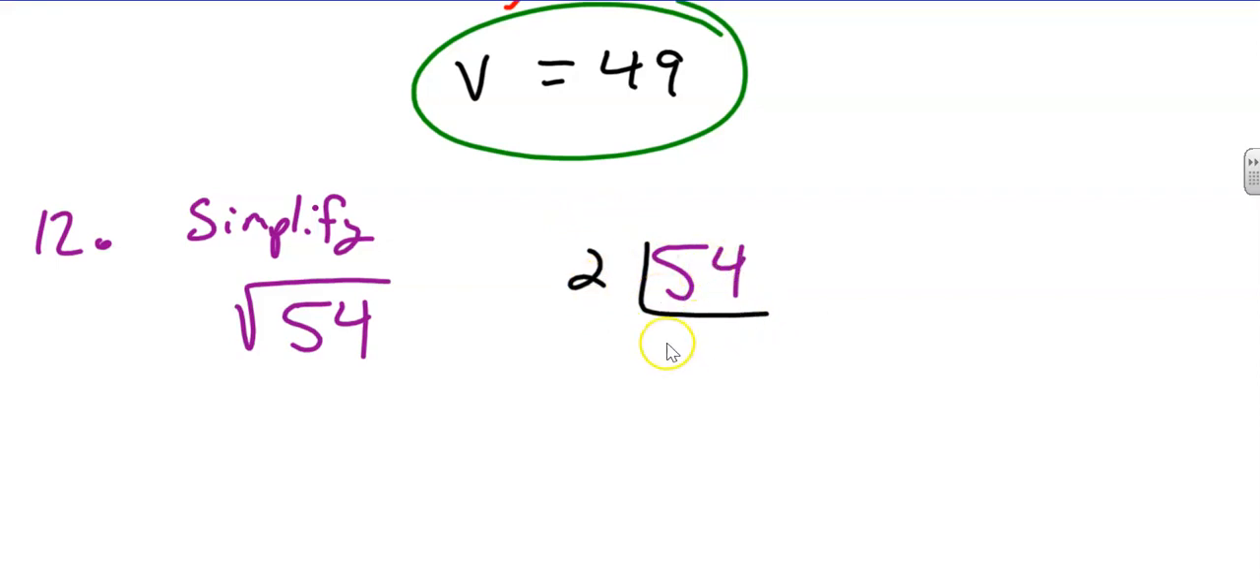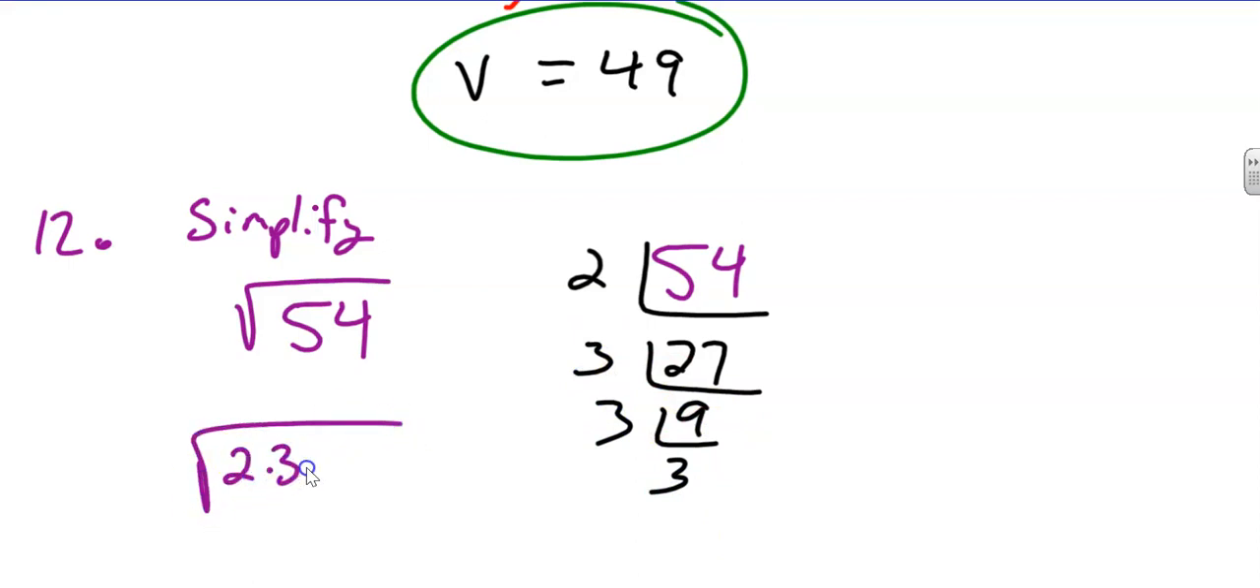So go ahead and divide it by 2. 27, you can divide it by 3. 9 would then be 3 times 3. So 54 is 2 times 3 times 3 times 3. And again, because it's square root, we're looking for pairs of 3s. So that 3 would go on the outside. You've got a 2 times 3 that would be left on the inside.